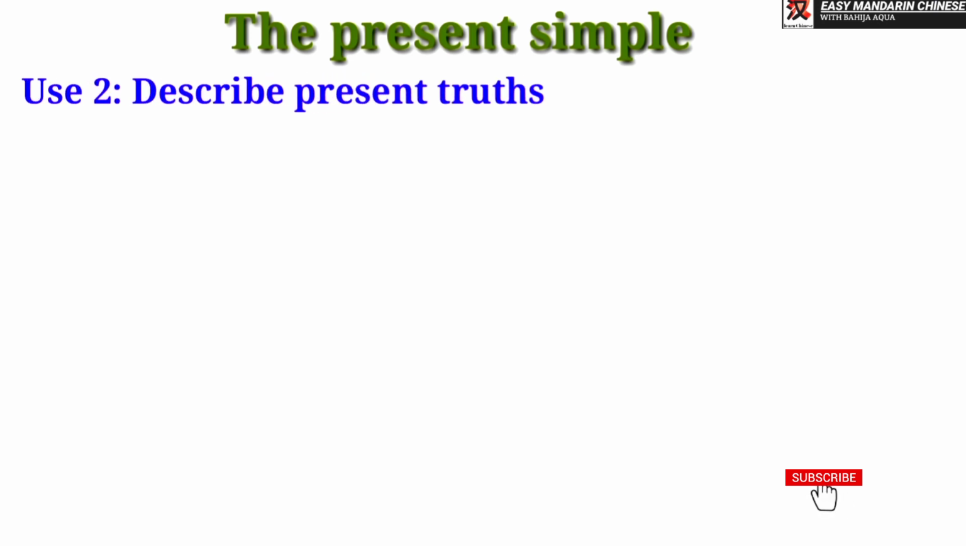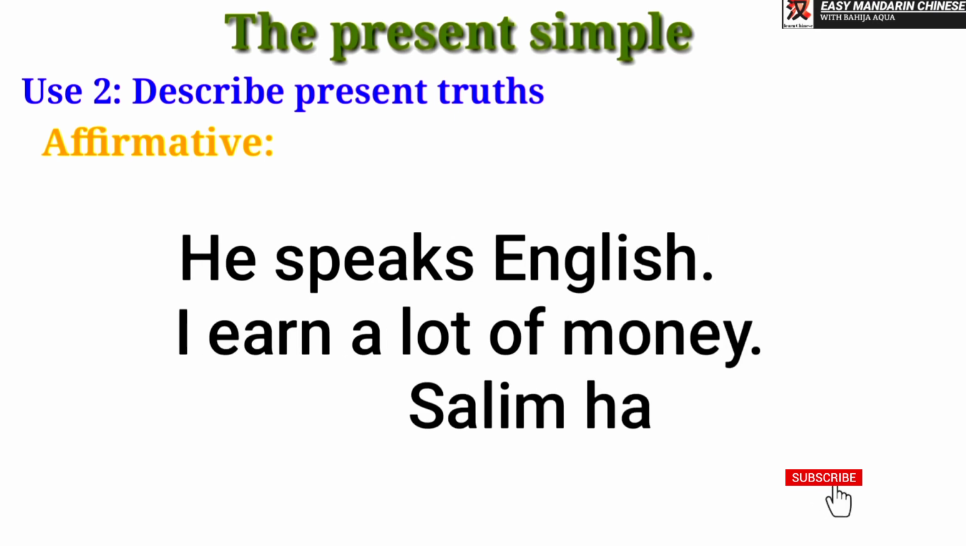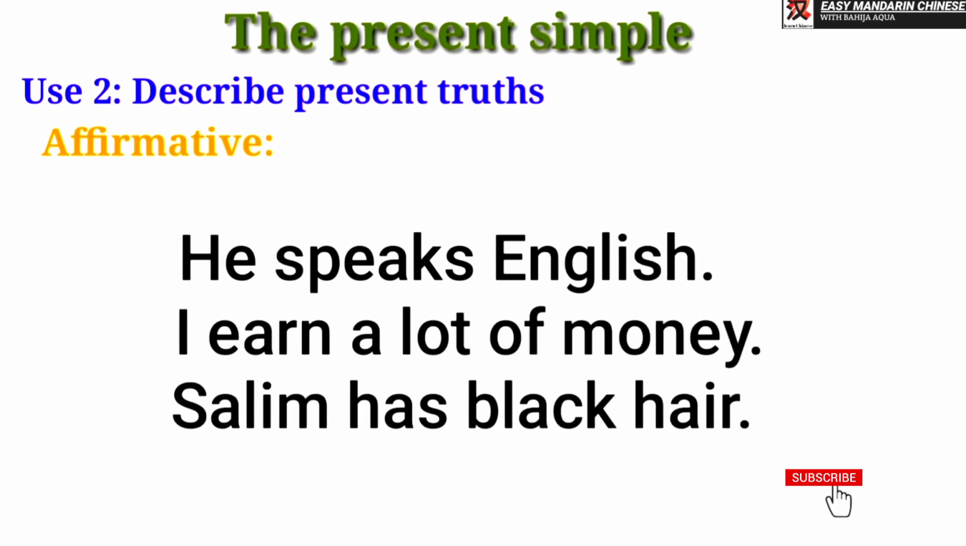We also use the present simple to talk about present truths. Affirmative. He speaks English. I earn a lot of money. Salim has black hair.